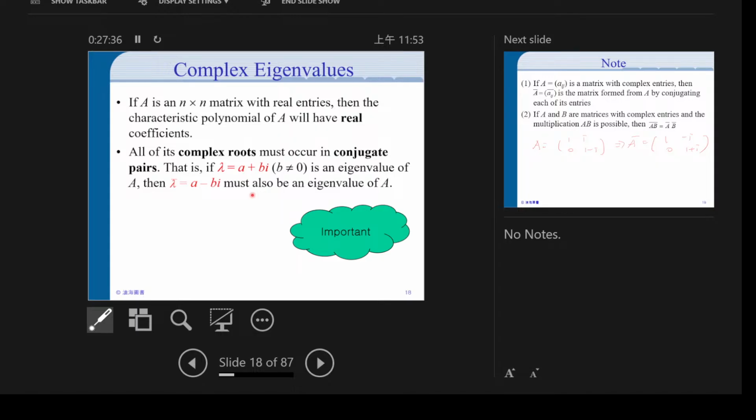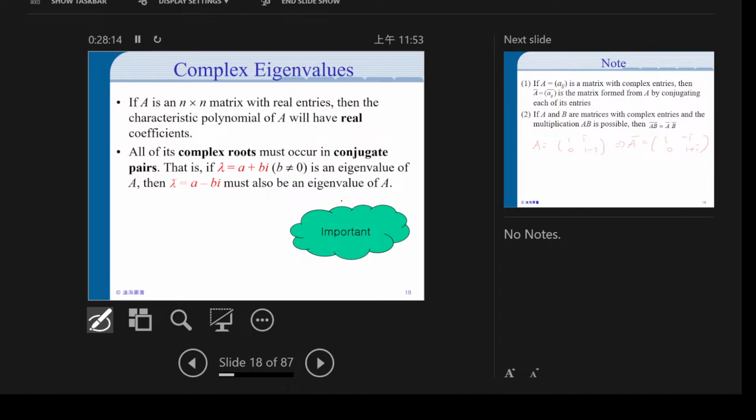And yeah, we see that even if our matrix has real entries and the characteristic polynomial has real coefficients, we can still have a complex root. But we have a nice property: the complex roots go in conjugate pairs, because we have real coefficients. So if a plus bi is a root, then a minus bi will also be a root. We write the complex conjugation with a bar, so lambda and lambda bar will both be eigenvalues of A.